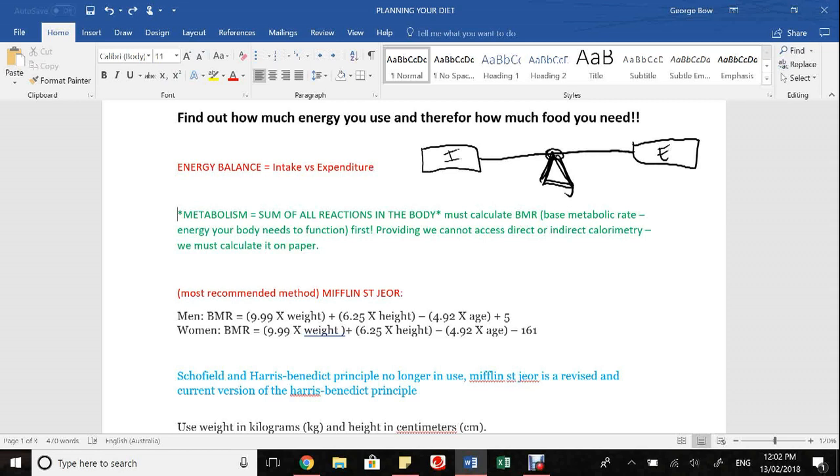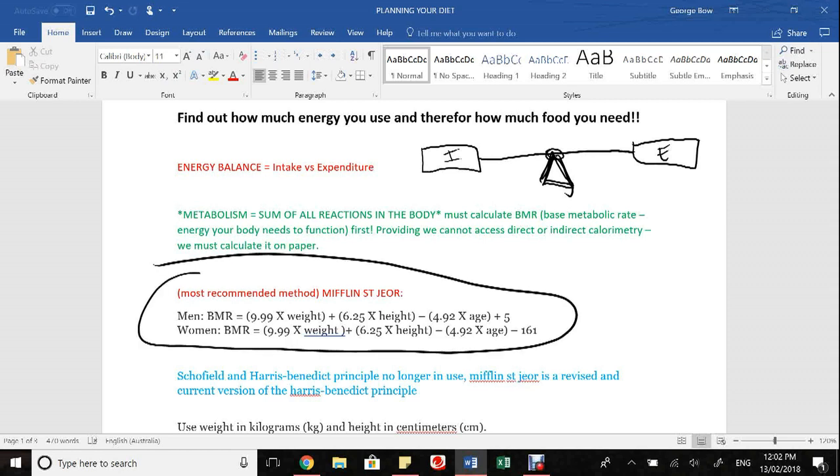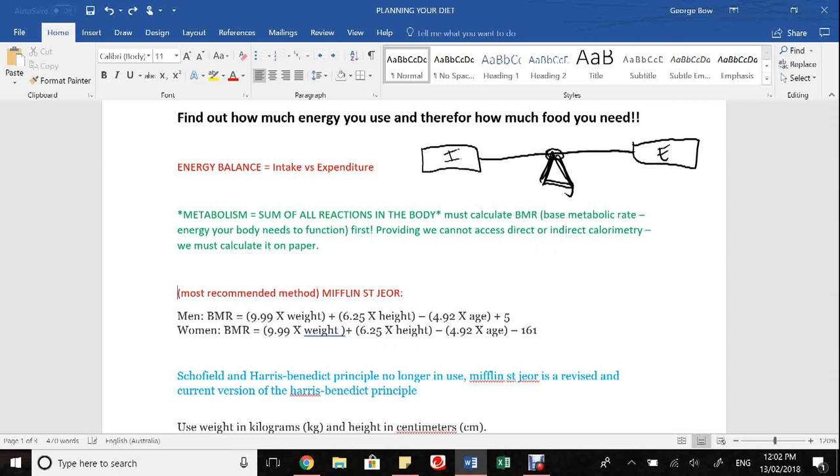So we need to do this on paper with this calculation here, because most people cannot access what is called direct or indirect calorimetry. Basically that is the most accurate way to find how many calories you're burning in a day, but it's generally pretty expensive and not everyone has access to it. So we are going to learn how to do it on paper and still get accurate results.